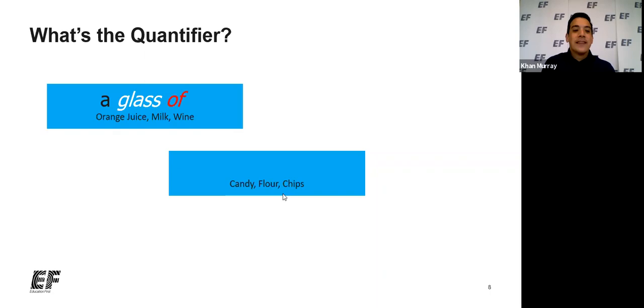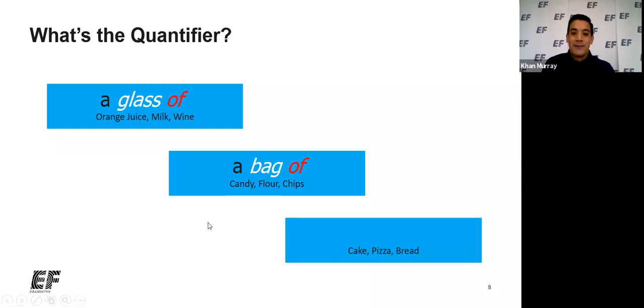All right, most people say a bag of. Very good. That's correct. So a bag of candy, a bag of flour, and a bag of chips. Okay, that's what I need to buy when I go to the supermarket. All right, last one. How about these 3? What counter do they all have in common? Cake, pizza, and bread.